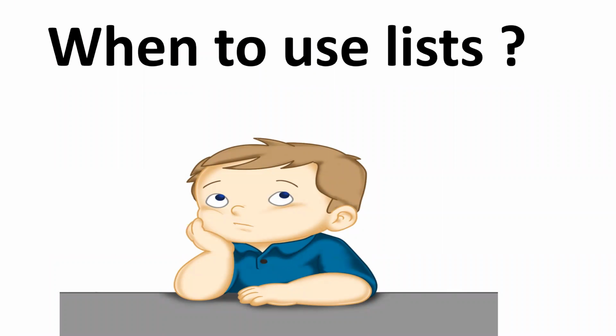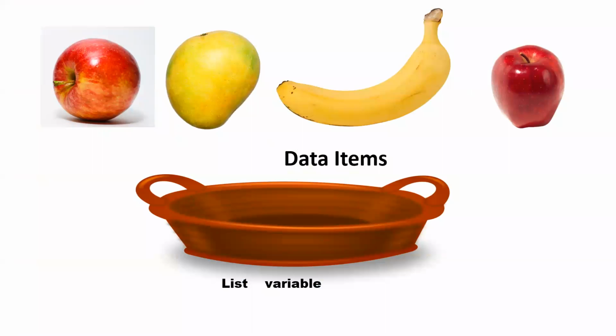So, when to use lists? Confusion, right? Let us say we have a fruit collection: apple, mango, banana, apple, and you have a container to collect all these fruits. When you have a container, you can collect all the fruits irrespective of whether they are duplicated or not. In such situations, you can use a list. Got it?